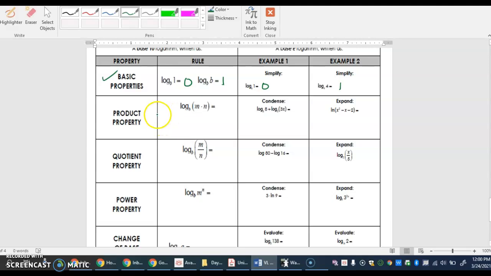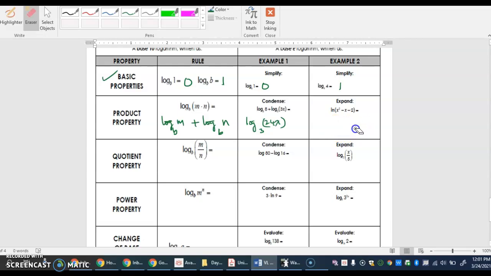Then product property. Log m, make sure you're writing the base for both of the logs. So plus log n base b. So when you condense it, it will become log 24x to the base 3. You cannot expand this, my dears. It will remain the same, because these are not being multiplied or divided.